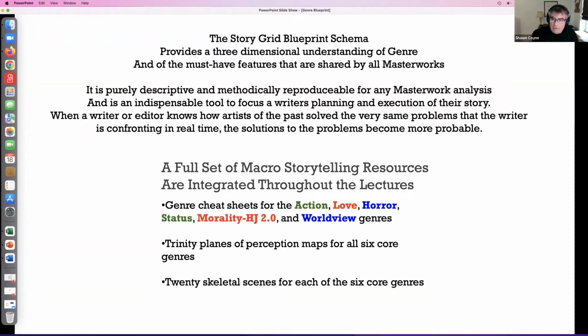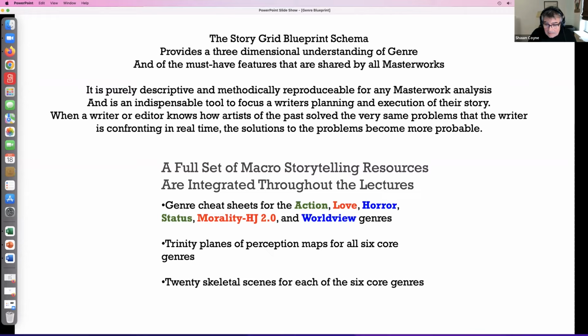All right, so the story grid blueprint schema provides a three-dimensional understanding of genre and all of the must-have features that are shared by all masterworks. Every masterwork has 20 skeletal scenes, 4 quadrants, and they all operate on 6 core genres. All right. It is purely descriptive and methodologically reproducible for any masterwork analysis.